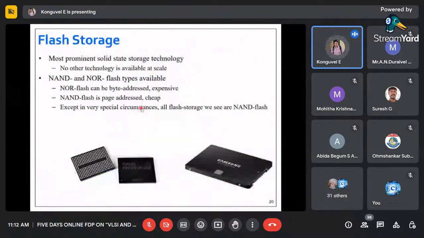Now coming to the flash storage. Flash storage, we have seen many examples in day-to-day life. We are using it from pen drives to external hard disks, and mostly it is based on NAND and NOR types. One is NAND and another one is NOR type. So NOR is byte addressed and NAND is page addressed. I don't want to get into detail about the page addressing and byte addressing.